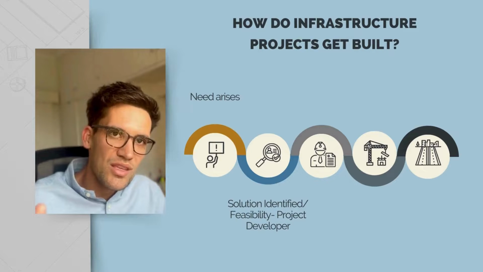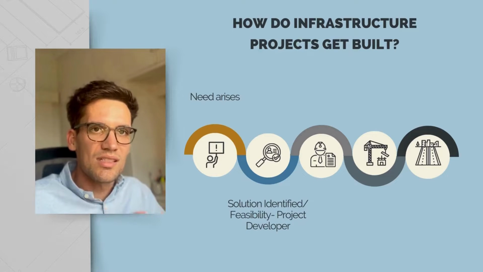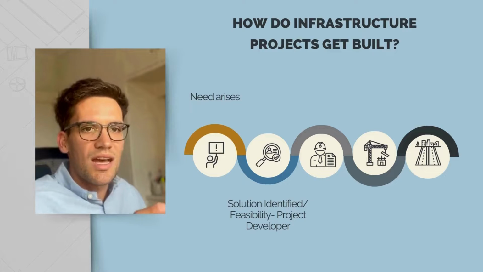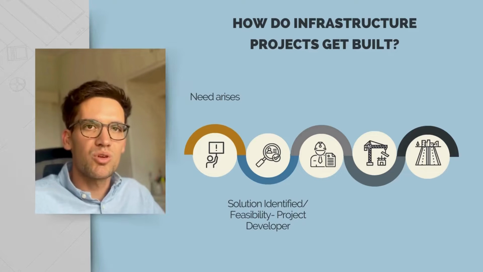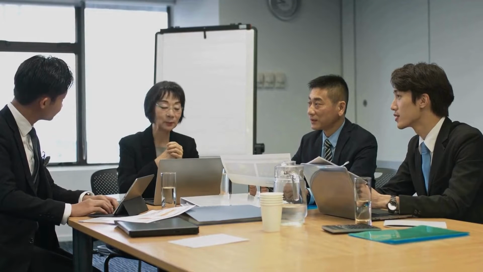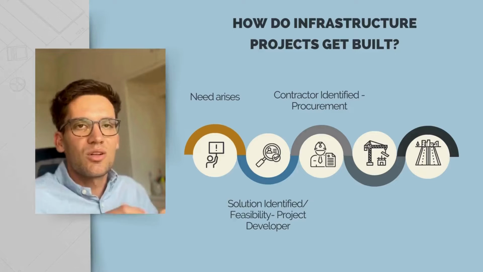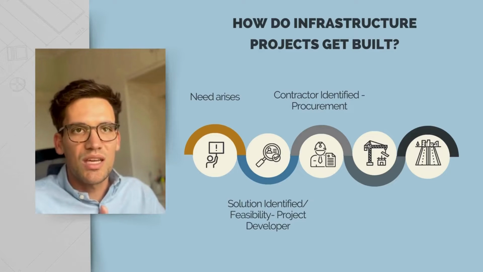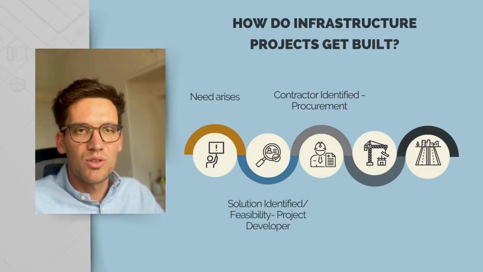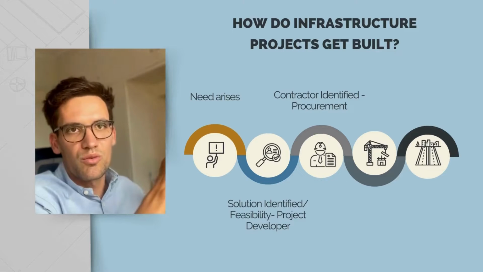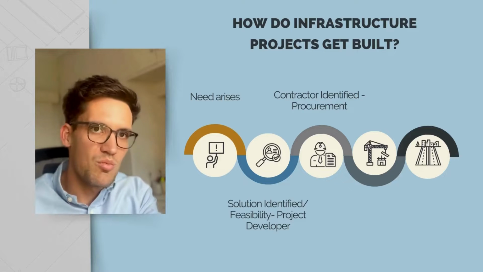They'll then refine this solution. They'll do a needs analysis, a feasibility study, and work out if it's actually possible to build the project. The next step is they need to find a general contractor to build it for them. They'll come up with a concept design, specifications, an idea of what they want to build. So they might decide they want to build a road from position A to position B.